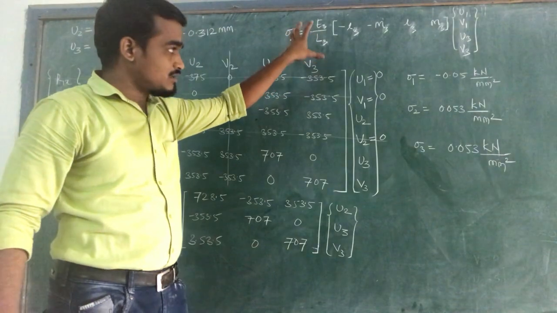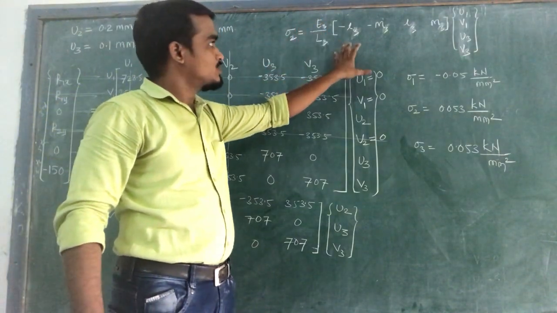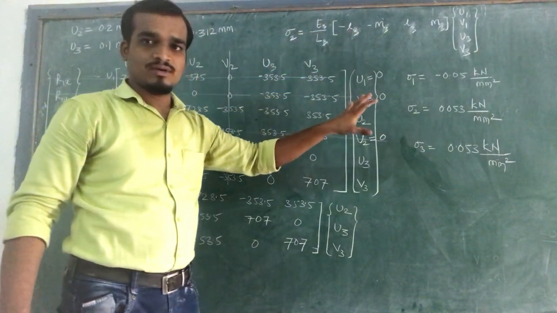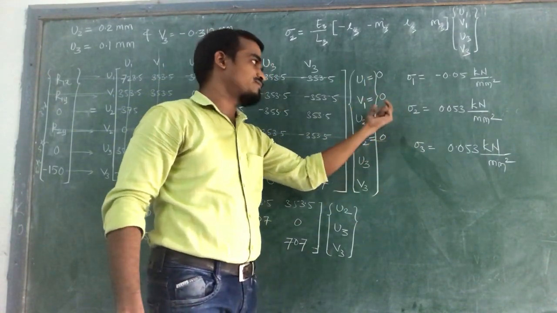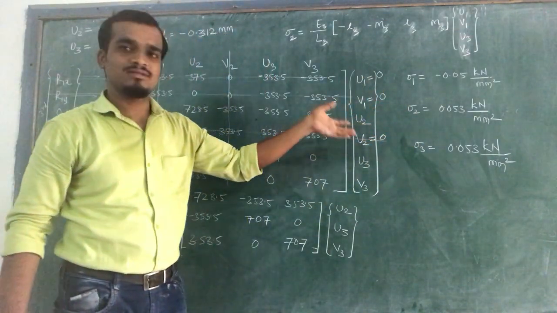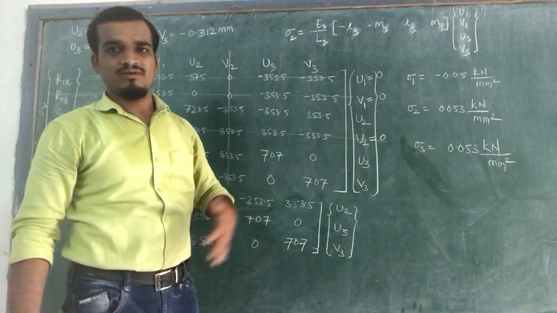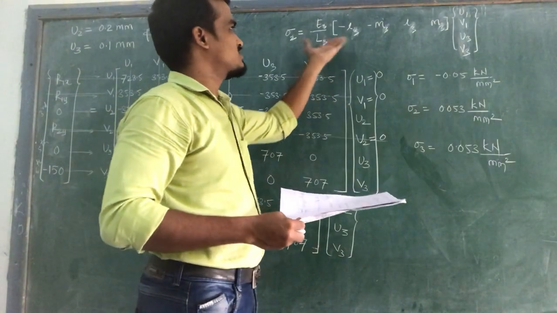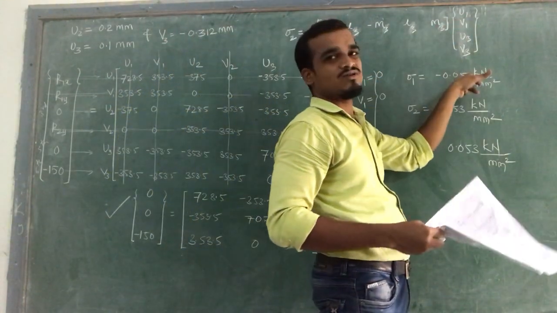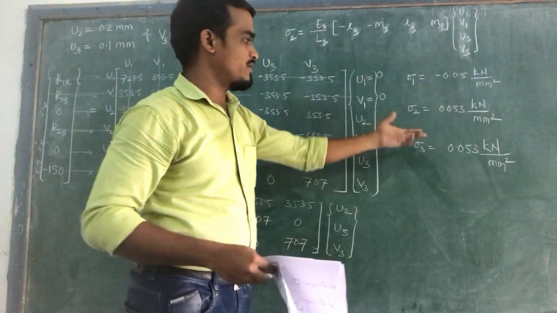Please do these calculations at your home. You will get these values. If you don't get these values, then you can message me and I will solve this example. Actually this is a simple one. It is a simple step: this first row into this first column. So you will get these values easily.